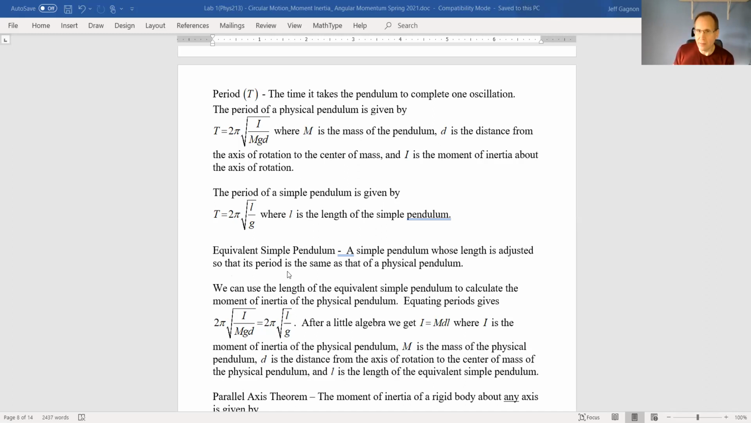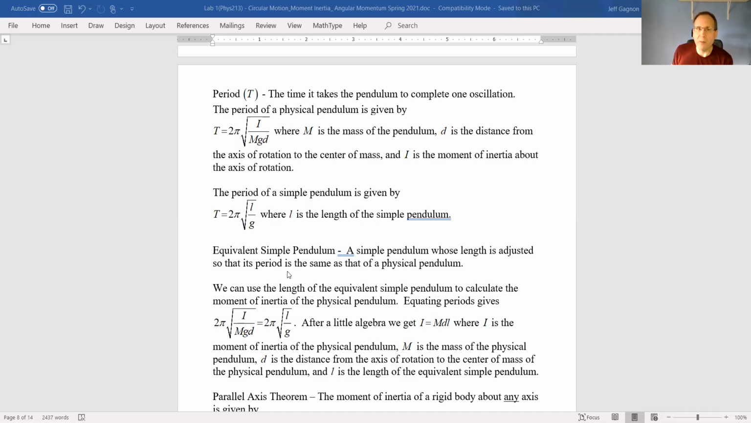And again, if you watch my video, I recorded a quick little video on this showing you how I collected the data. You'll see I adjust the length of that simple pendulum, the length of the washer on the string, so that the washer and the aluminum stick oscillate with exactly the same period, right? So then the length of that simple pendulum is now called the equivalent simple pendulum because it has exactly the same period. We're going to use that idea to solve for the moment of inertia of that aluminum stick.